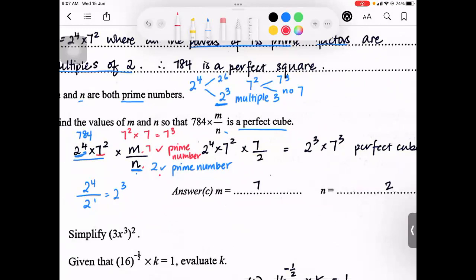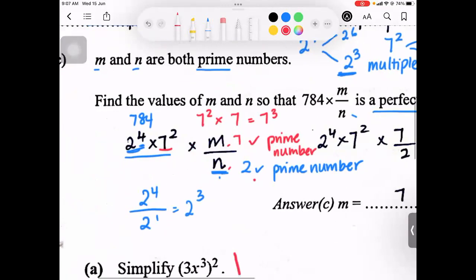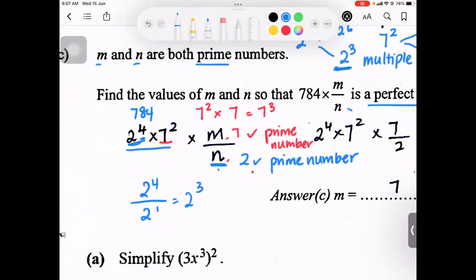Okay, how did we come up with these two numbers? Because the factors over here only have 2 and 7. So of course, I only consider these two prime numbers. Is that okay? If you cannot, you let me know again later. I can explain to you personally.